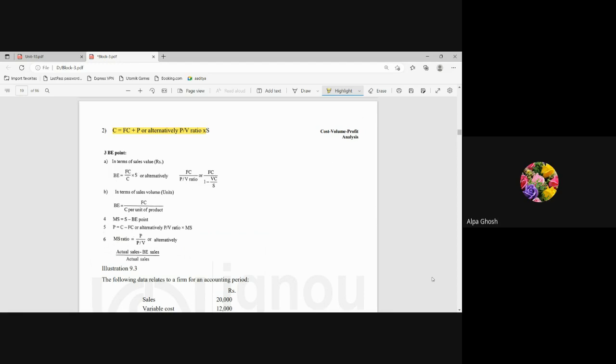Yes ma'am. We can also say contribution is profit volume ratio multiplied by sales. The third one is very small printed, so I am highlighting it.